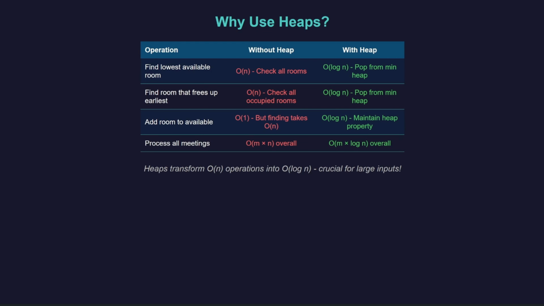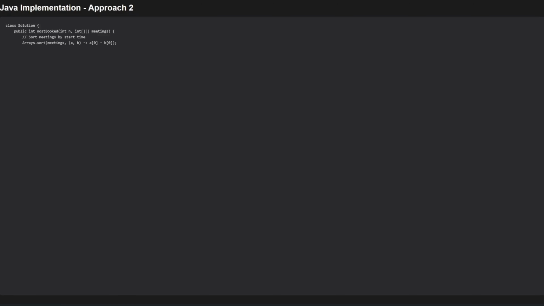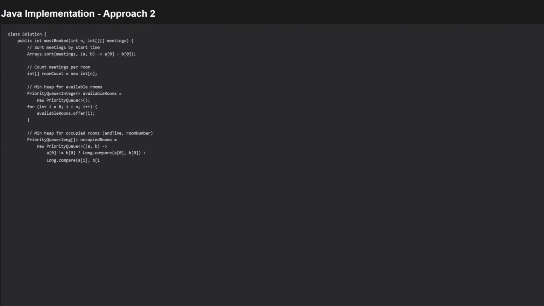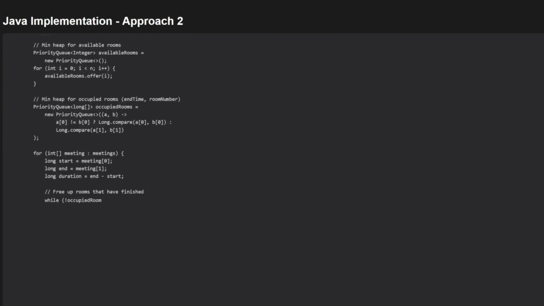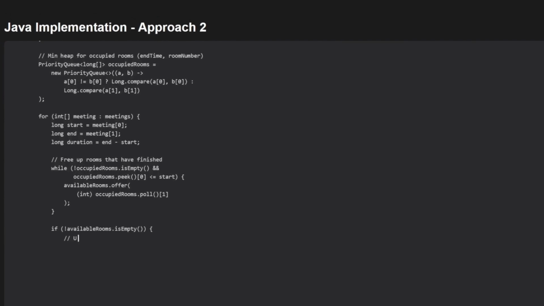Let's understand why heaps transform this problem's efficiency. Look at this comparison table. Finding the lowest available room without a heap requires checking all n rooms, that's O(n). With a heap, we just pop the minimum, that's O(log n). Finding which room frees up earliest without a heap means checking all occupied rooms, again O(n). With a heap, it's just O(log n). When we process all m meetings, these savings compound dramatically. Without heaps, we get O(m times n) complexity. With heaps, it's O(m times log n). For 100,000 meetings in 100 rooms, that's the difference between 10 million operations and about 700,000 operations.